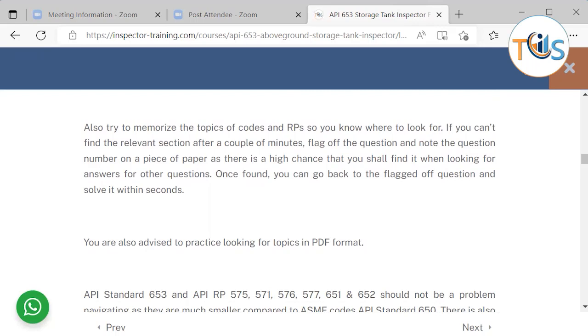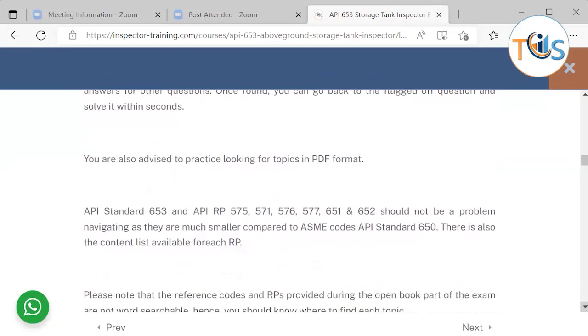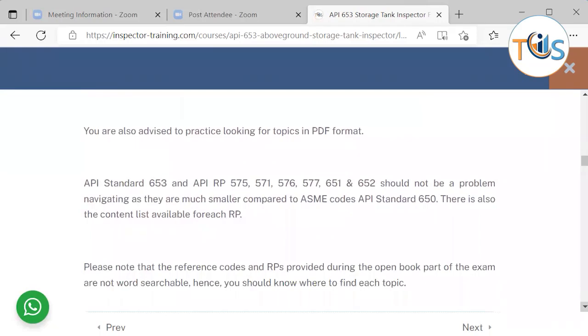Once found, you can go back to the flagged-up question and solve it within seconds. You're also advised to practice looking for topics in the field, and in the PDF format. API standard 653 and the recommended practices associated with it should not be a problem to navigate, as they are much smaller compared to the ASME codes and API standard 650.